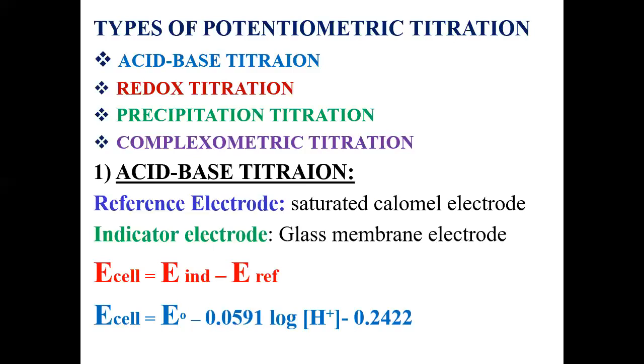In acid-base titration, the reference electrode that is generally used is the saturated calomel electrode. And here we use the indicator electrode, that is the glass membrane electrode. So in this titration, the reference electrode is the saturated calomel electrode, and the indicator electrode is the glass membrane electrode.